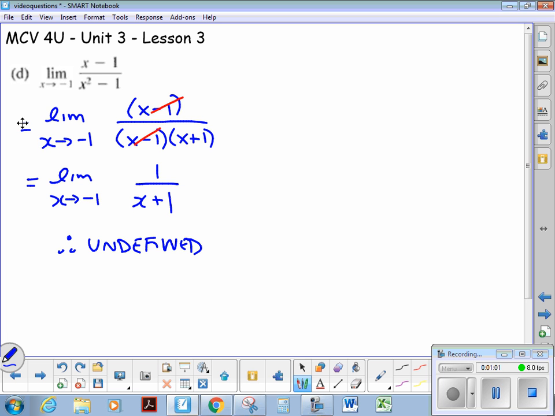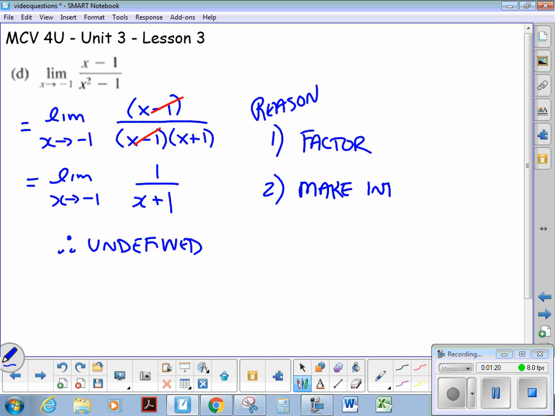All right, it is undefined. And the reason for this, all right, our toolbox is first we factor if possible. Then we get to make into one fraction. So make into one fraction and multiply by conjugate. So that's kind of the only tools we have available to us.